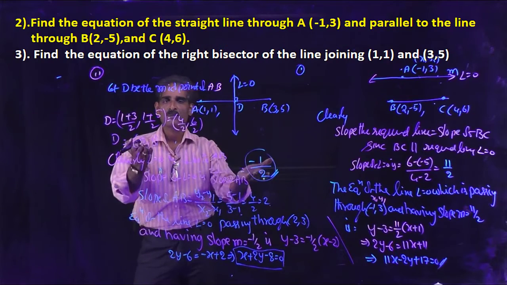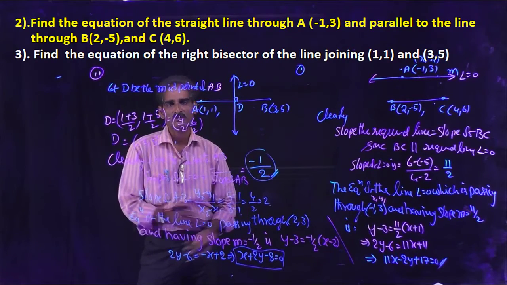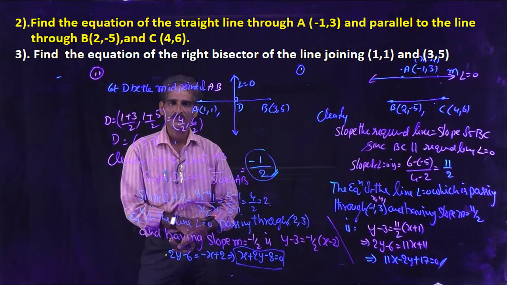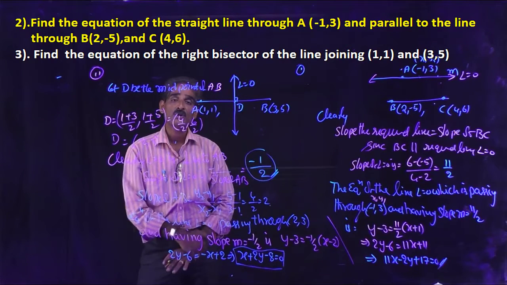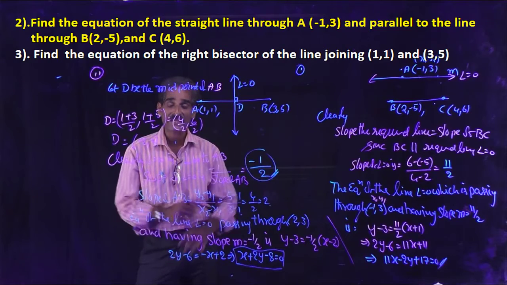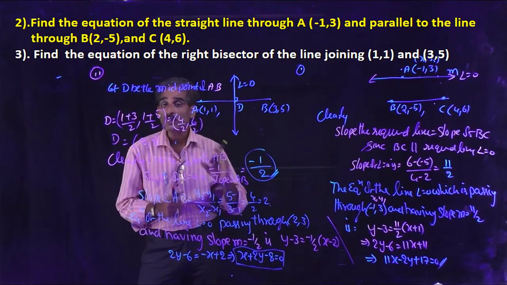You know the slope and point. By using the point slope form, we can find out the equation. These are the applications of slope point form. Okay, next we will discuss 2-point form.